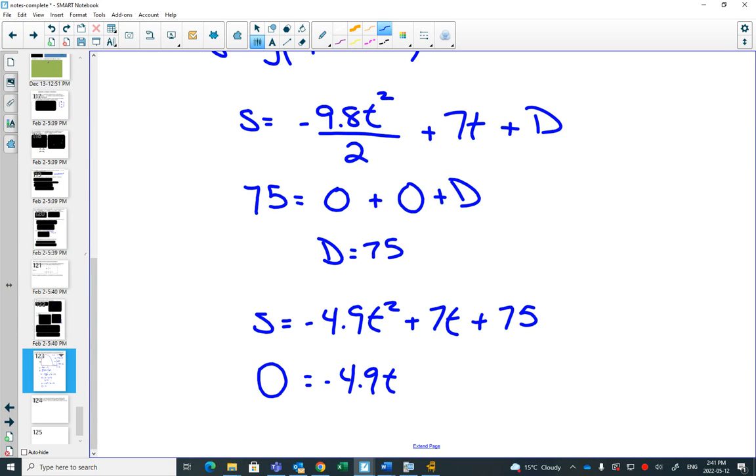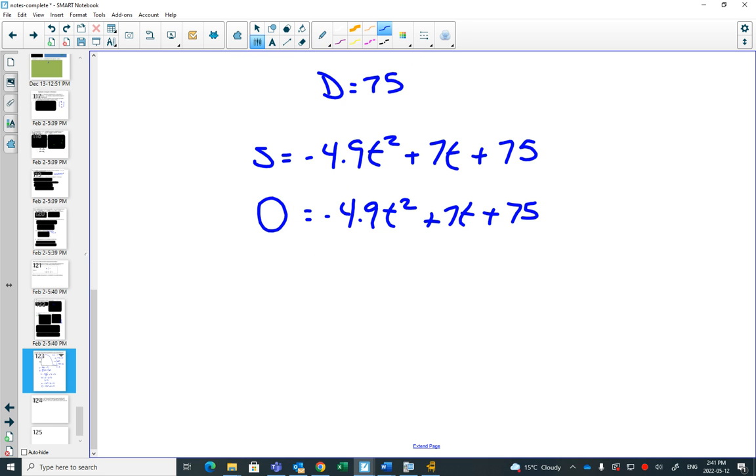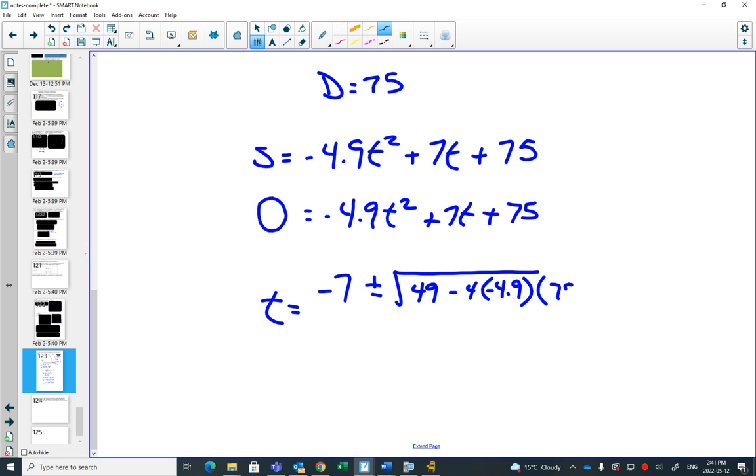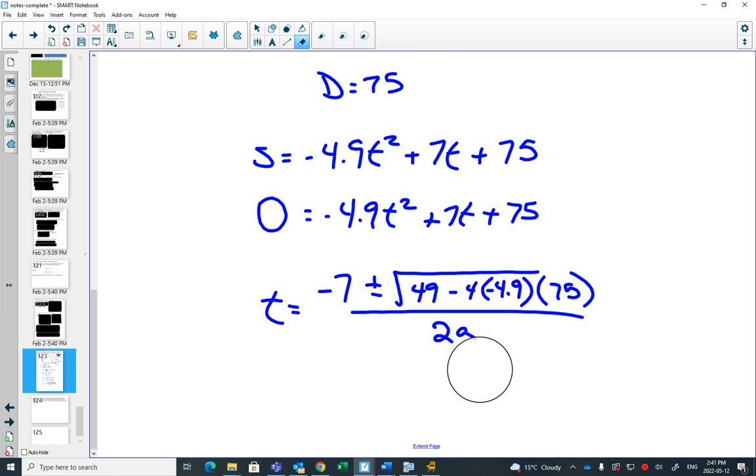Now, in real life problems, it usually works out that they don't work out to be factorable. As in this case, that is not a very nice thing to factor, so we're going to have to use our quadratic formula. T is equal to negative b plus or minus the square root of b squared minus 4 times a times c, all over 2a.